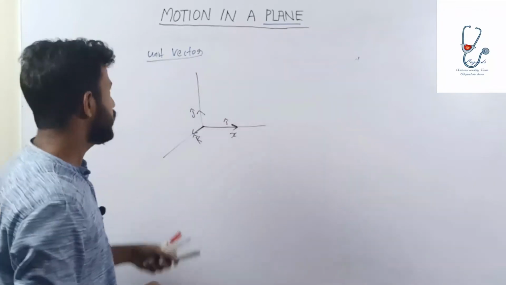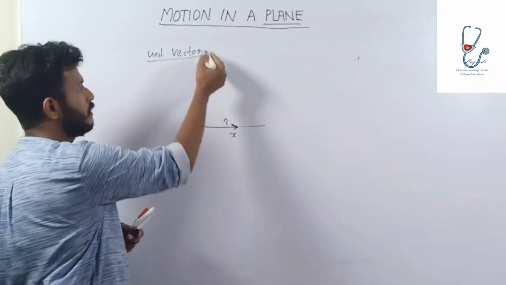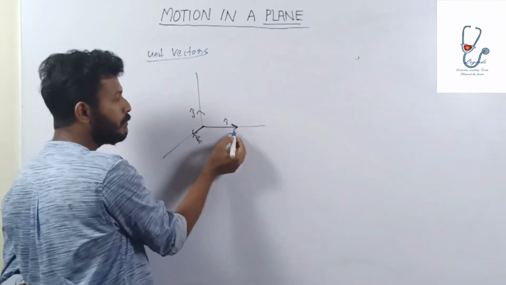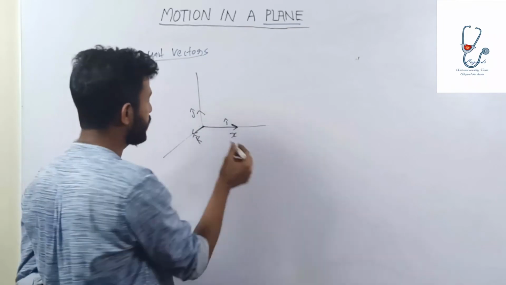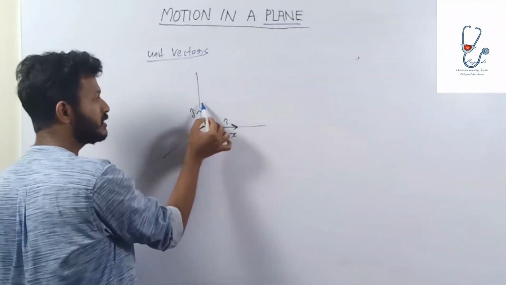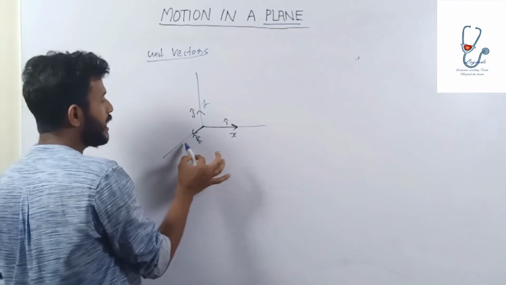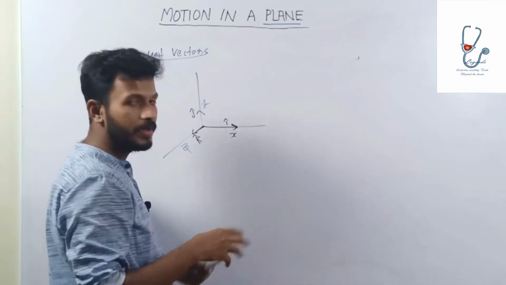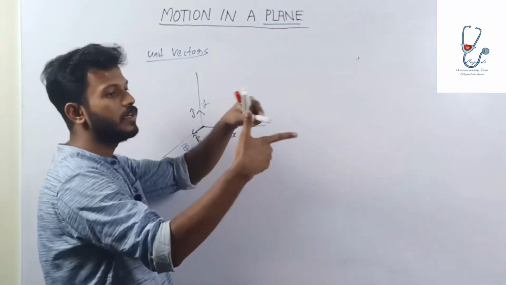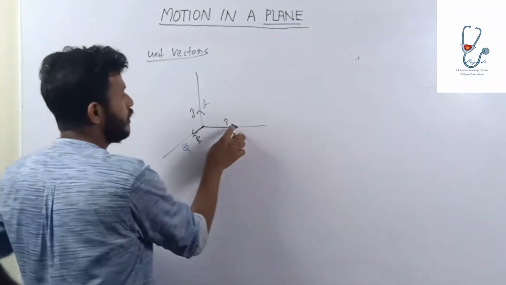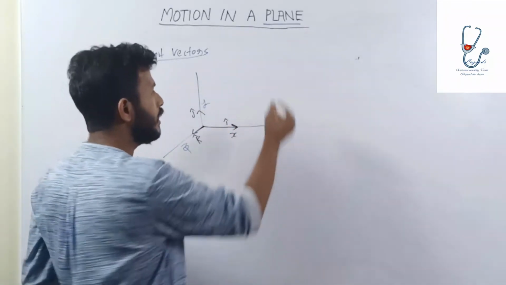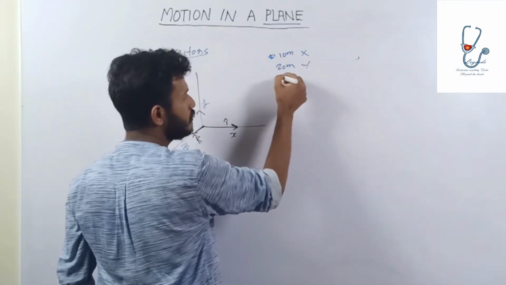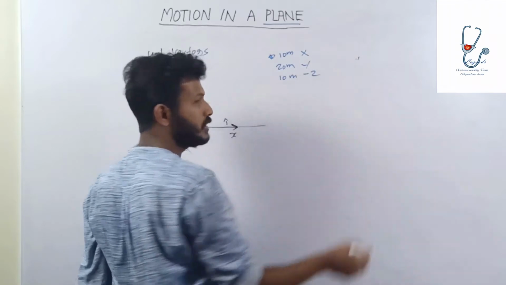Okay, next, unit vectors. There are three unit vectors, i, j and k. i cap is the unit vector in the direction of x, and j cap is the unit vector in the direction of y. k cap is the unit vector in the direction of z. x, y, z are mutually perpendicular directions. Okay, like this, x, y, z. i cap is the direction of x. For example, a man moves 10 meters in the x direction, 20 meters in the y direction, 10 meters in the minus z direction.